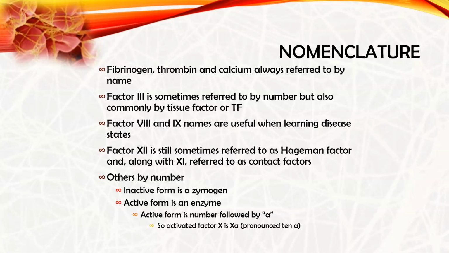Factor 12 is still sometimes referred to as the Hageman factor, although that's a little bit older term. It is relatively commonly, along with factor 11, referred to as contact factor. The others are pretty much just listed by name. Sometimes 13 will be called the fibrin stabilizing factor, but most of the time it's 13.